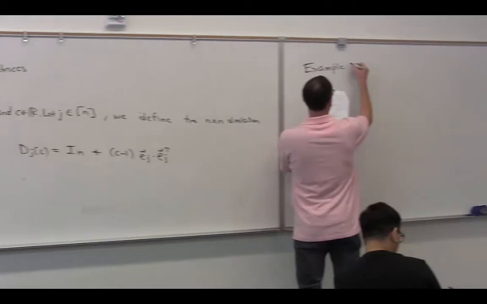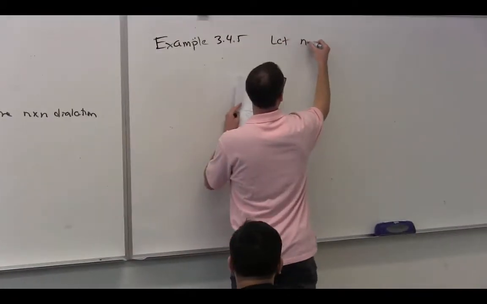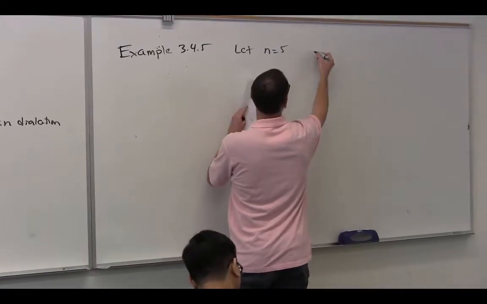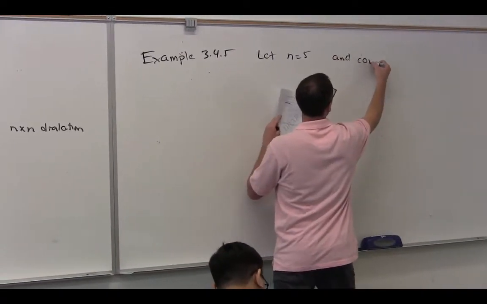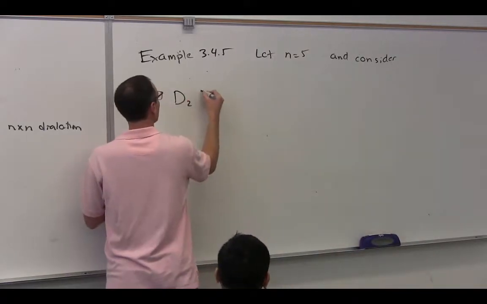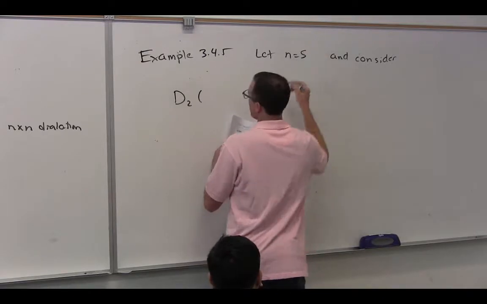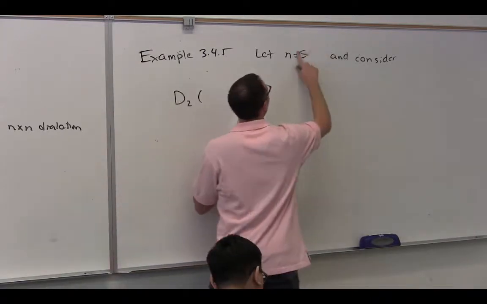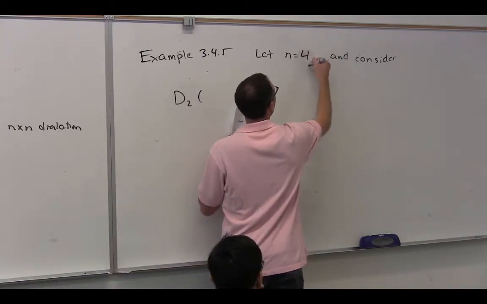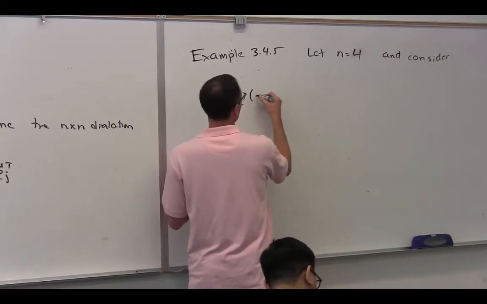So let's do an example, and we'll call this example 3.4.5, and we'll say let n be equal to 5, and consider D sub 2. Oh, I guess I do too many 5s. Sorry about that. Oh, you want to do 4? Okay, I'll mess with you. All right, let's do this then. Let's do -3.